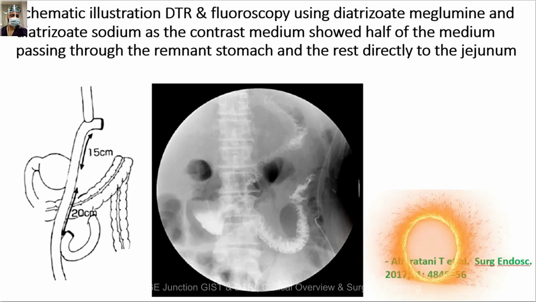So this is a schematic illustration of DTR with fluoroscopy using dye, and it shows the contrast medium, with half of the medium passing through the remnant stomach and the rest directly to the jejunum. So in the DTR, the remnant stomach is available for food, and the patient can have a one-time meal. And as I said, there is a lesser chance of reflux esophagitis and anastomotic stricture. So DTR is better after proximal gastrectomy, and esophagogastrostomy is to be discouraged at all times.